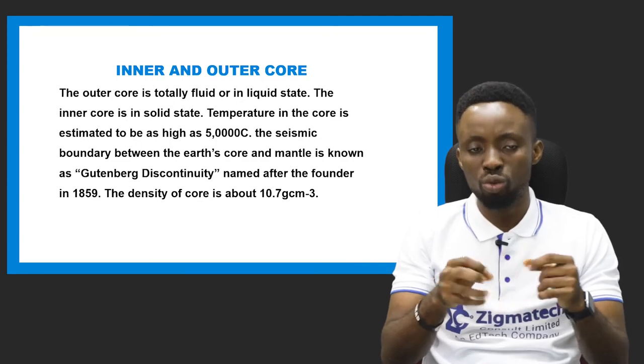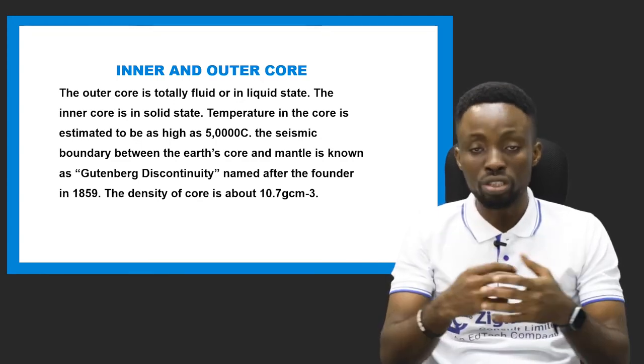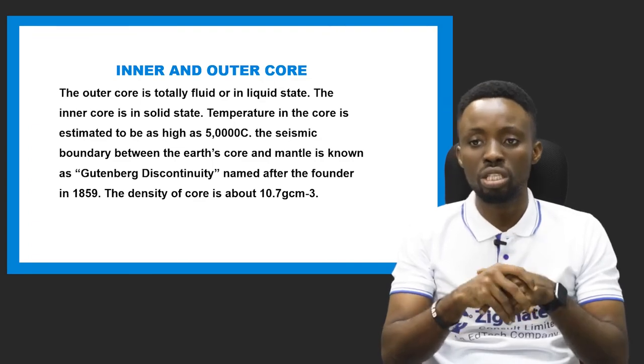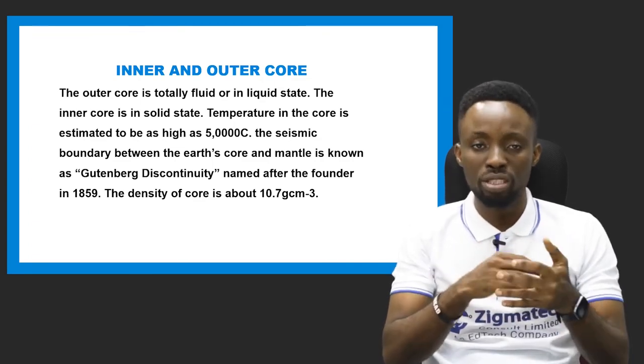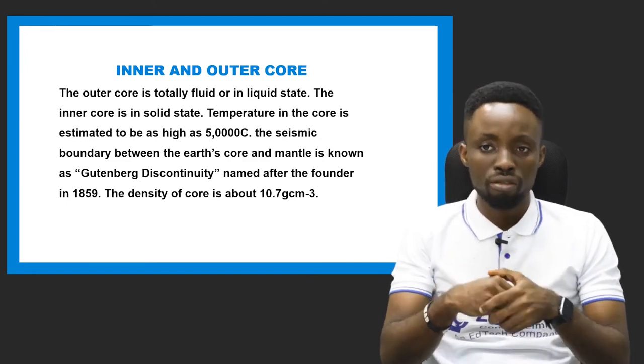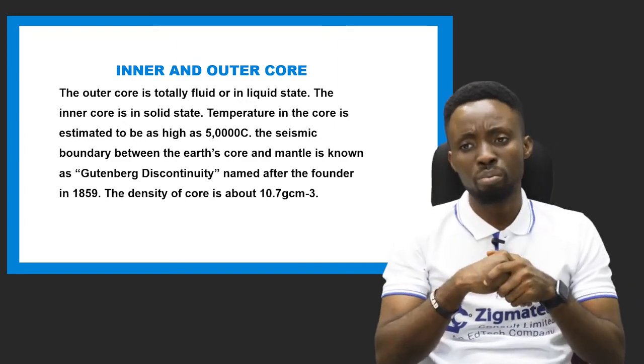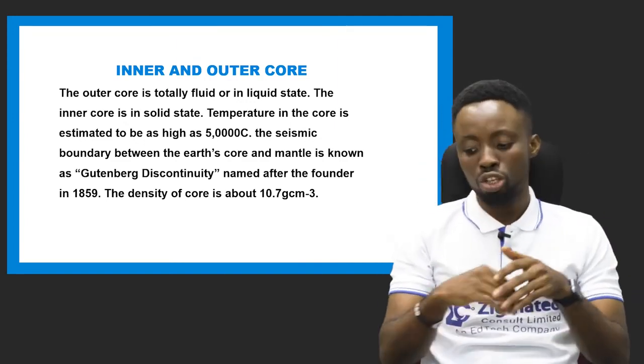And the boundary between the inner core and the outer core is called the Gutenberg's discontinuity, and is named after the person who discovered that seismic boundary in 1859. And the density of the core is about 10.7 grams per cm cube.